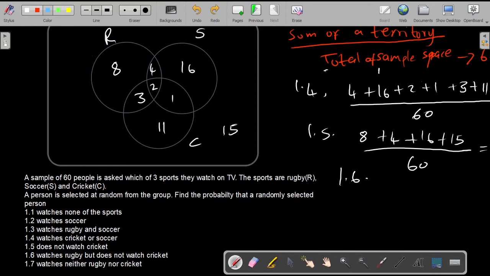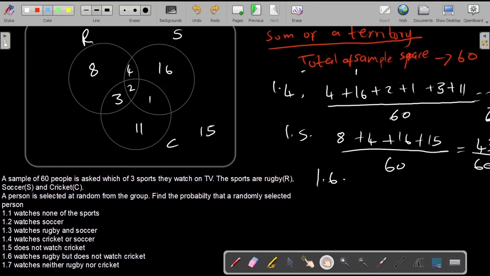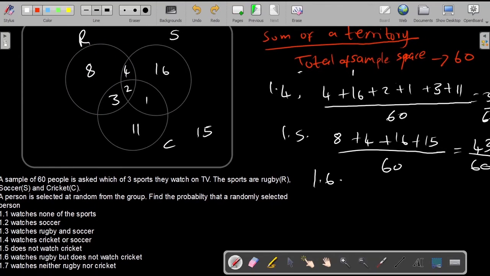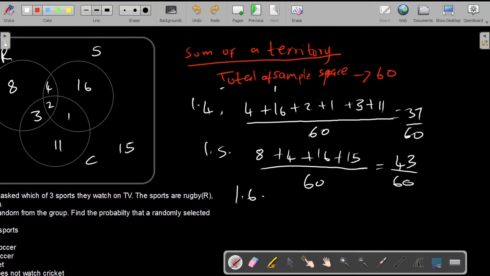So doing that, we only have 8 and 4 to worry about, which are on that side over there. So the answer would consist of adding 8 and 4, and the total of that should be 12. And in simplified form, that should be 1/5.